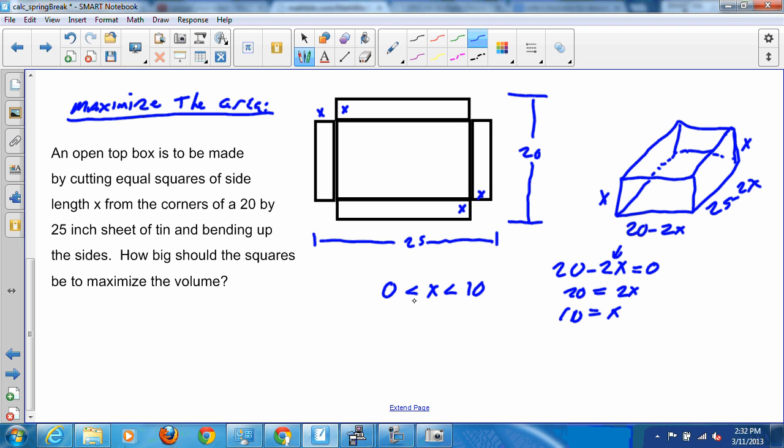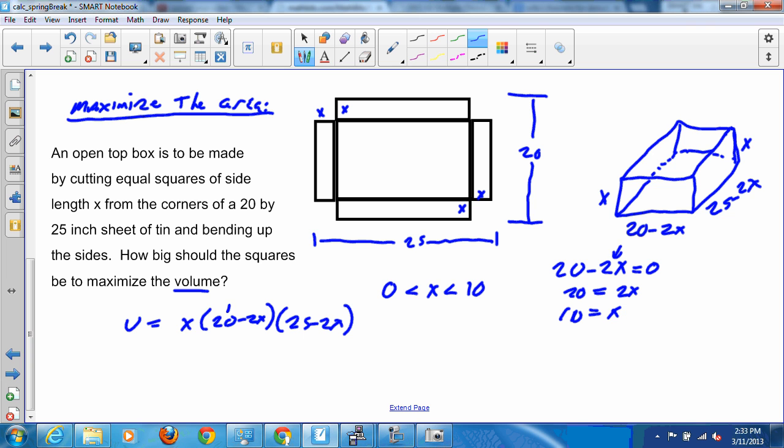Alright, so what we're trying to do is maximize the volume, right? So I suppose starting off with the volume equation, the volume would be x times 20 minus 2x times 25 minus 2x, and everything's in terms of one variable, so that's a fortunate thing. But in order for us to take the derivative, we are going to have to expand this out.